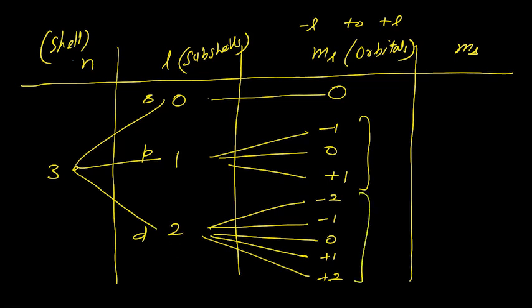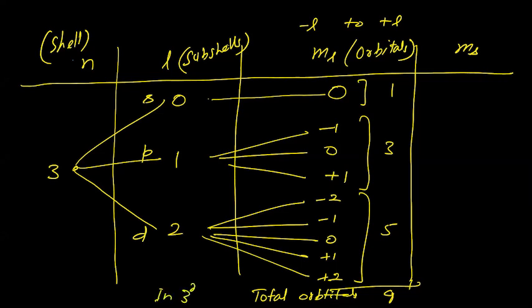So total number of orbitals, how many? 1 plus 3 plus 5. The total number of orbitals in the third shell will be 9. Now remember, I am saying these are the total orbitals in the shell. In the third shell, total number of orbitals is 9. This is the way to show how many orbitals will be there.